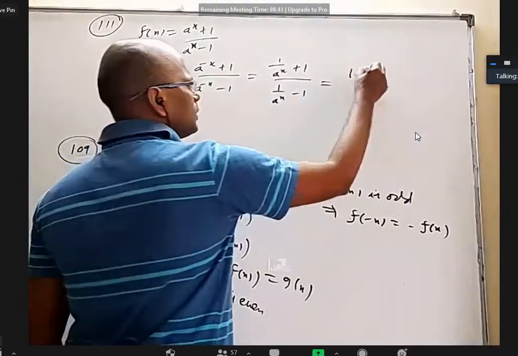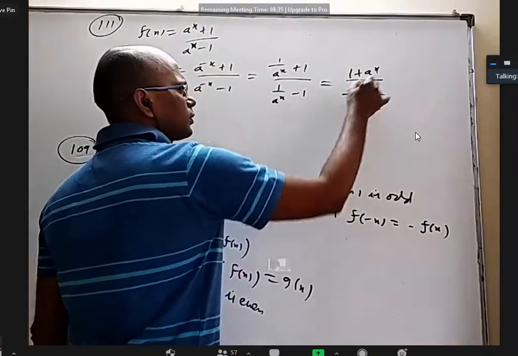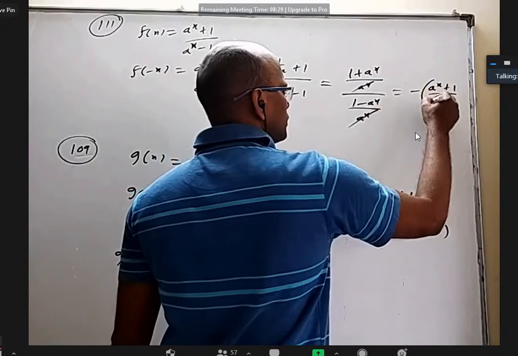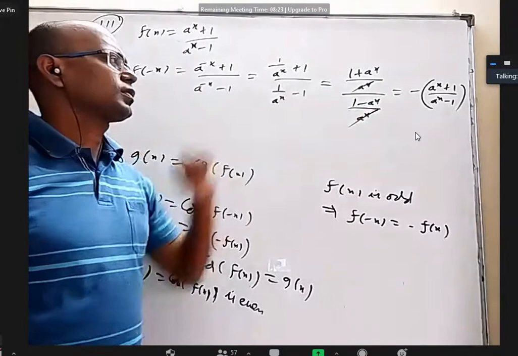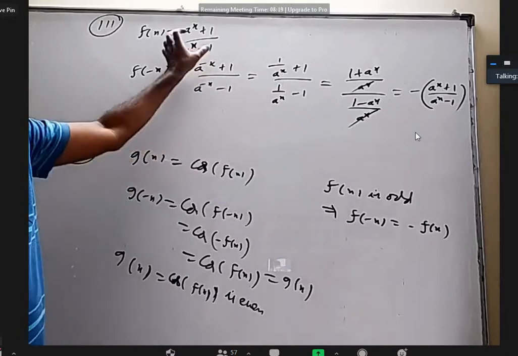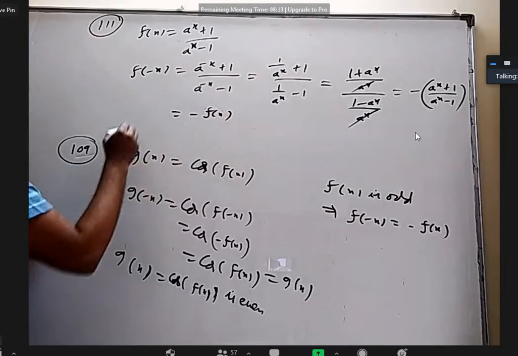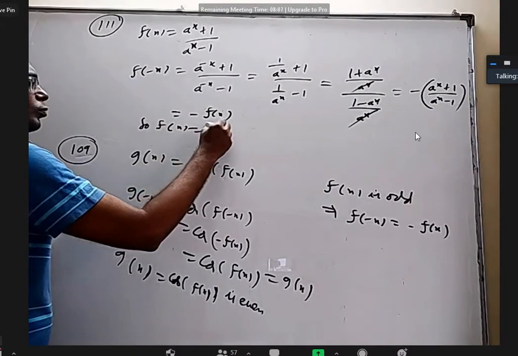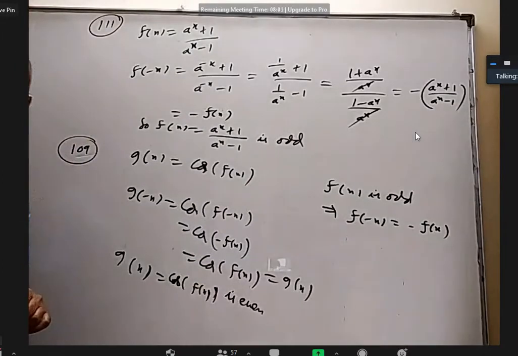And I take LCM: 1 plus a power x by a power x, 1 minus a power x by a power x, you can cancel. If I take minus common, it will be a power x plus 1 by a power x minus 1 in the denominator when I take minus form. So a power x became a power minus x, but after simplification, we understood it is almost the same as this, but with a minus sign. So that is minus f of x. So f is odd, this particular f, is an odd function.